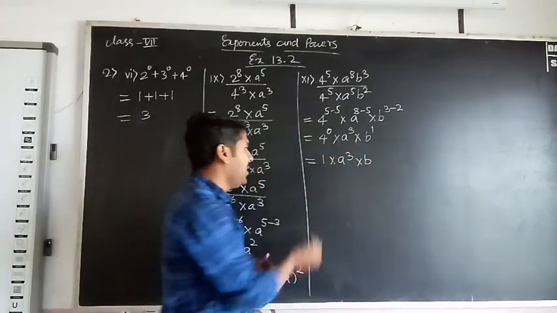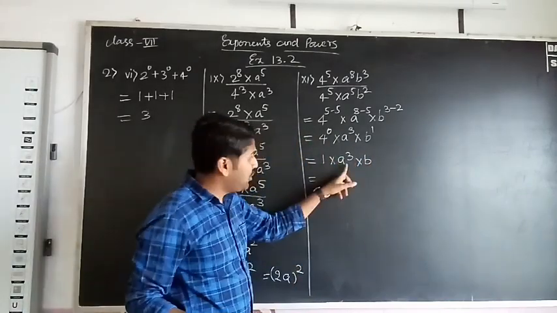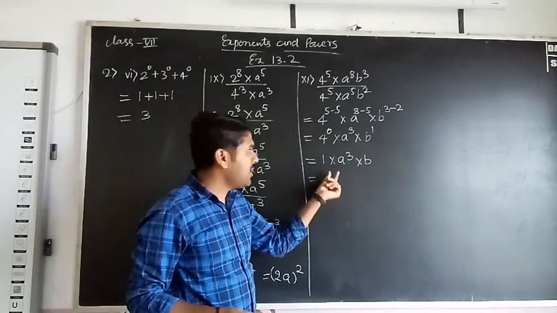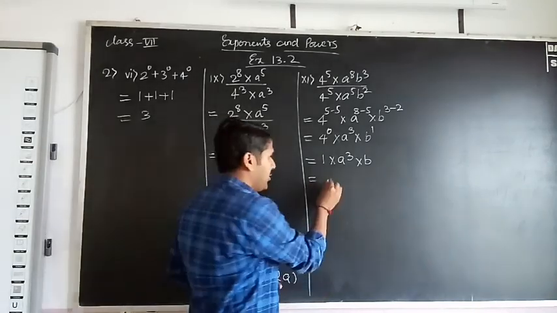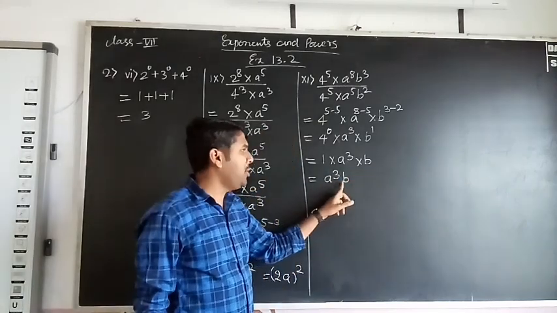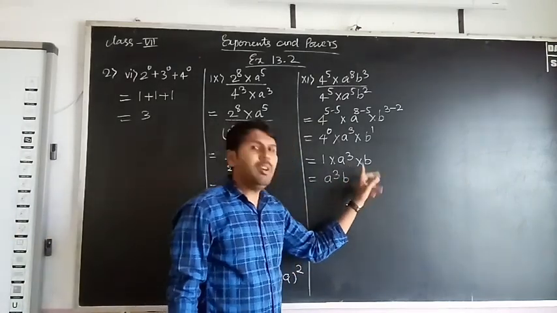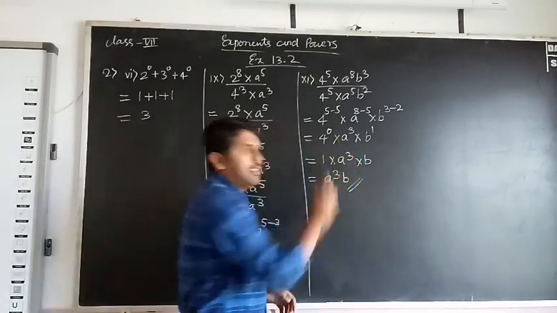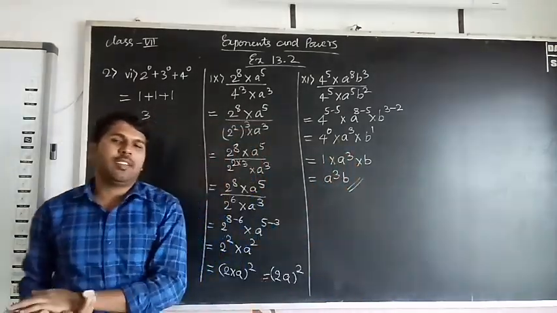So now multiply 1 into A raised to 3. A raised to 3 only, because of the multiplicative identity. So that means A cube B. Otherwise you can multiply A cube into B. You can write it as A cube into B. So this is the answer. Remaining problems are there. Just try them yourself. They are homework problems.